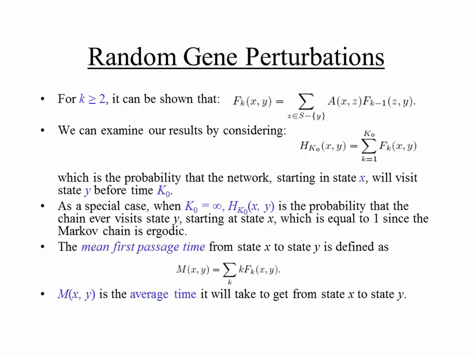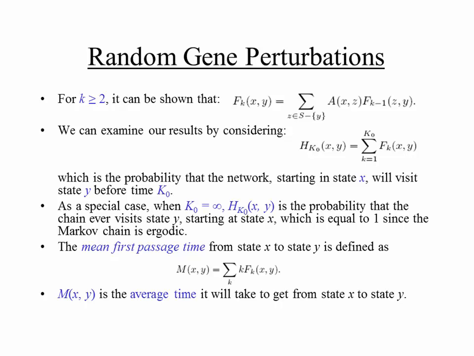That's one possibility. Another possibility would be to look at the mean first passage time, because the passage time was k. If you want to compute the mean first passage time, this is basically computing the expectation of a discrete random variable. This is the probability, this is the value, this is the mean first passage time. So that's the average time it will take to get from state X to state Y. So you might start with that state, flip each of those genes, and from the new state that you get to the ultimate destination, see which one has the smallest mean first passage time. That'll be the gene that you will select.